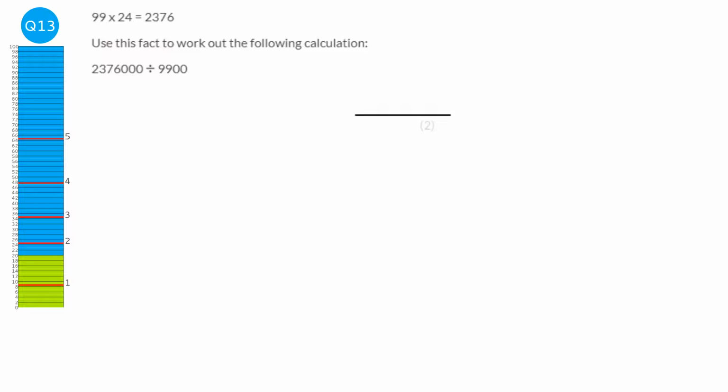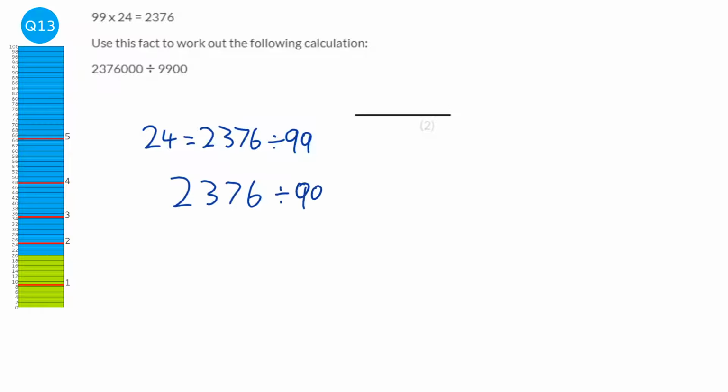So we need to rewrite this fact here so that it looks like this. So I'm just going to focus on this fact, and what I'm going to do is divide both sides by 99. So we end up with 24 equals 2,376 divided by 99. Now you can see that that looks like that, which is kind of the point. So I'm just going to swap that around. So 2,376 divided by 99 equals 24. And I'm going to write this underneath so we can see the similarity.